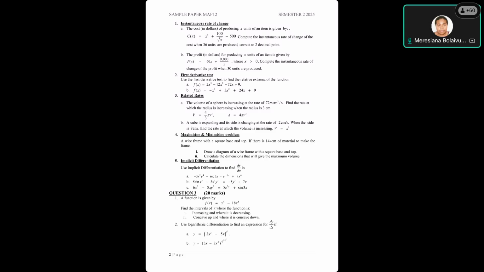Can you please differentiate x to the power 4 minus 18x squared? Please differentiate the equation. Can you do that now? After you differentiate, you have to solve for the derivative equal to 0. Most of you have 4x cubed minus 36x. Now equate that to 0 and solve, please.